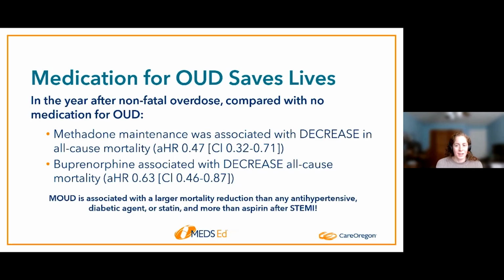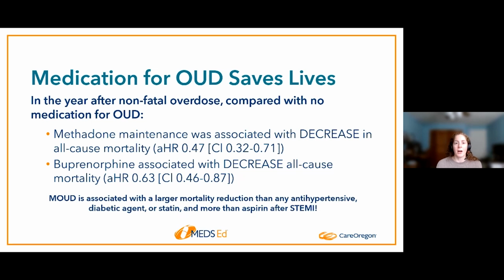So to get us started off, I think most of us know that these medications for opioid use disorder are life-saving. In the year after a non-fatal overdose for patients who presented to the emergency room, those that were started on either methadone or buprenorphine had a decrease in their all-cause mortality. This decrease in mortality is a larger reduction than we see with starting patients on antihypertensives, diabetic agents, statins, or even aspirin after having a STEMI.